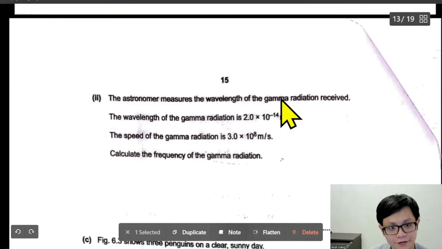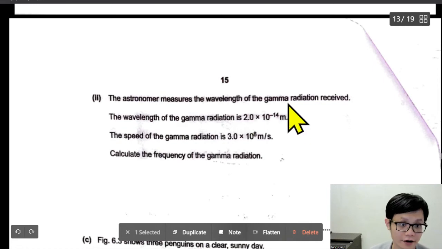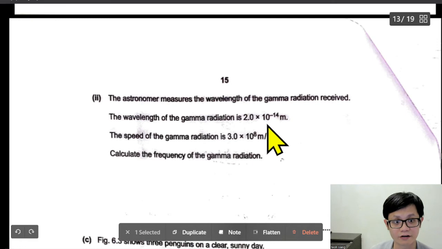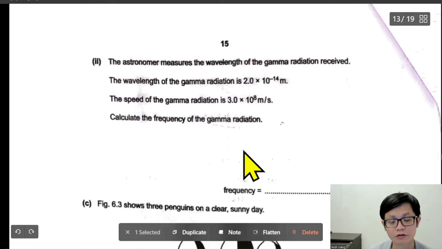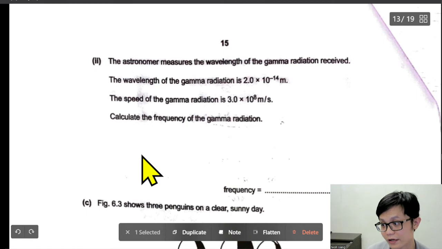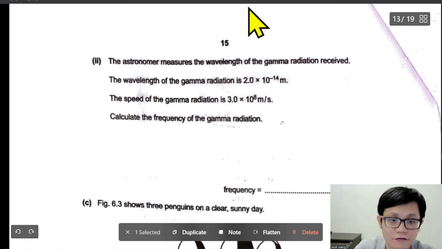Moving on, the astronomer measures the wavelength of a gamma radiation received. The wavelength of the gamma radiation is 2 × 10⁻¹⁴ meter. The speed of the gamma radiation is this one. Calculate the frequency of the radiation. So for this one you need to write the formula. If you don't know the formula, you cannot do it. So what is the formula?